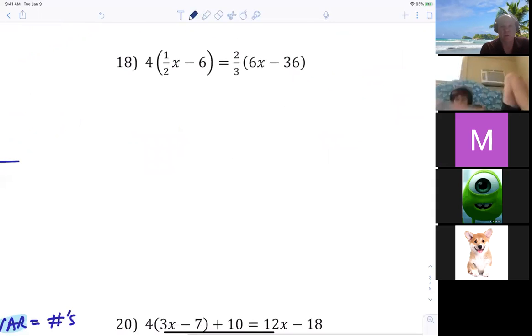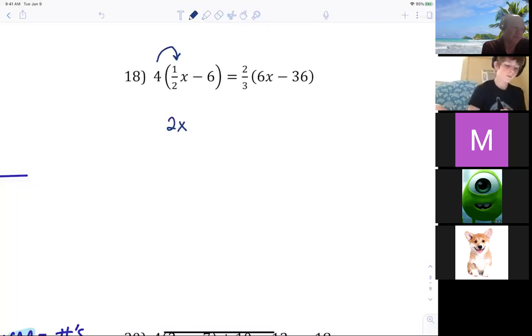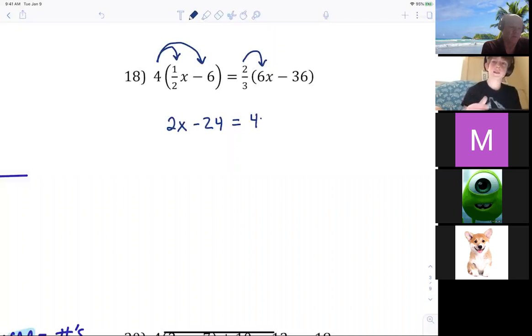All right, now we've got some more fractions. Everyone, make sure you're working this out. 4 times 1/2 x is 2x. 4 times negative 6 is negative 24, equals. Now we're going to do 2/3 times 6, which is the same as 4x. And 2/3 times negative 36 is negative 24. Now, if you need help with the fractions, just say it and I'll review with you. Does anybody need me to review multiplying those fractions?